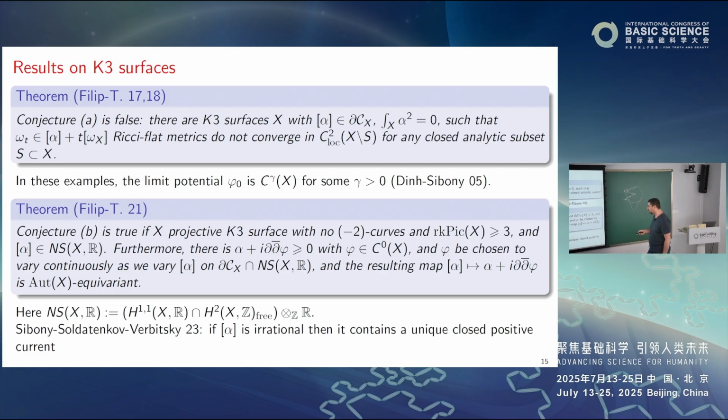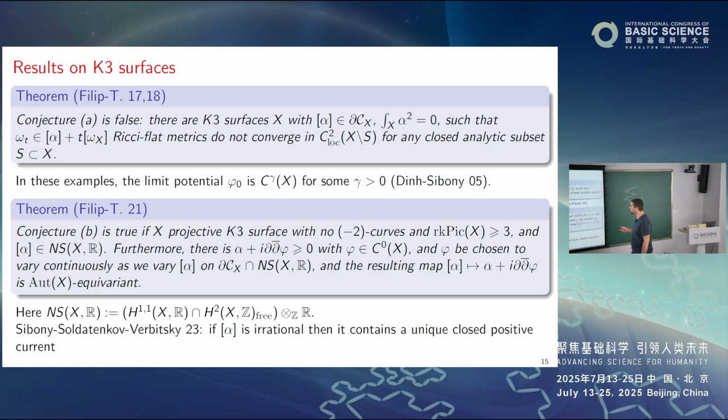Sibony, Soldatenkov and Verbitsky proved that if alpha is not a multiple of a rational class, then the class actually contains a unique closed positive current. So the current we constructed is the unique one there. That's definitely completely false if alpha is a rational class. It's actually a semi-ample class, a pullback of Fubini-Study from P1. There are many closed positive currents on P1 in the Fubini-Study class. So this uniqueness holds only if the class is irrational.